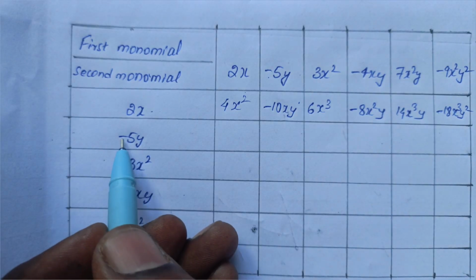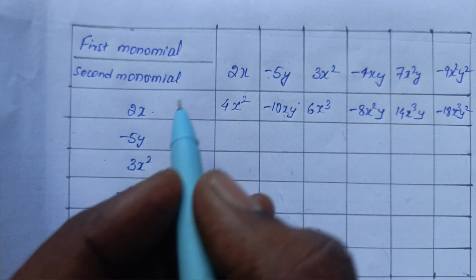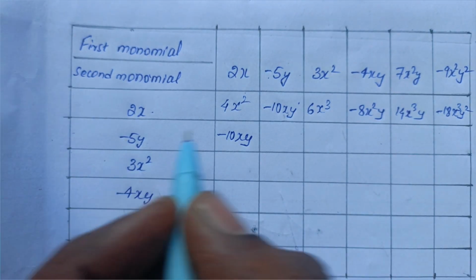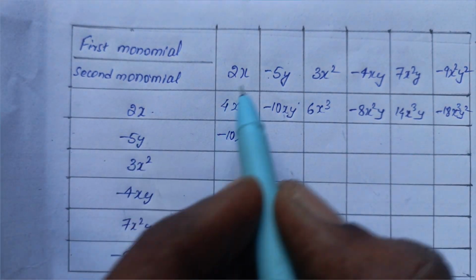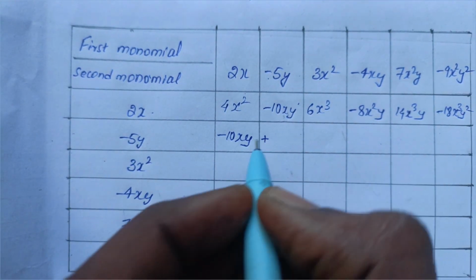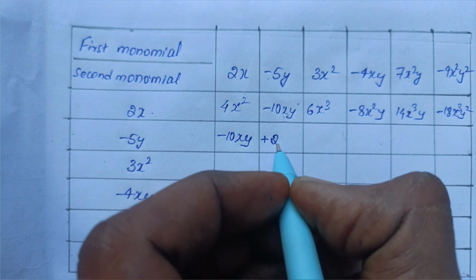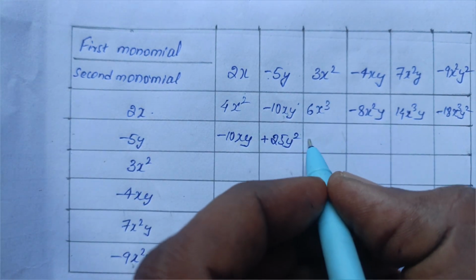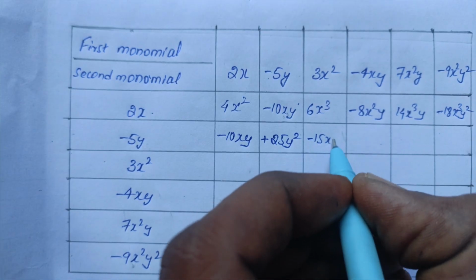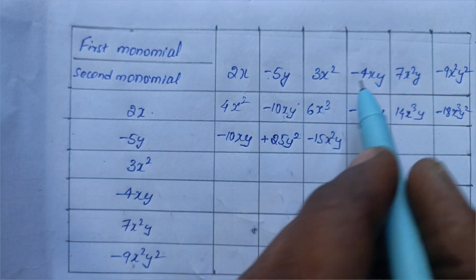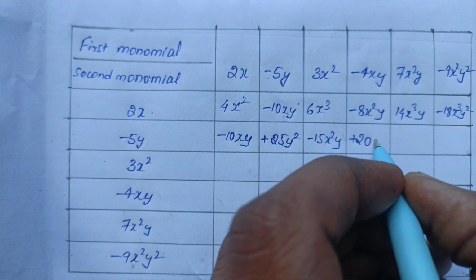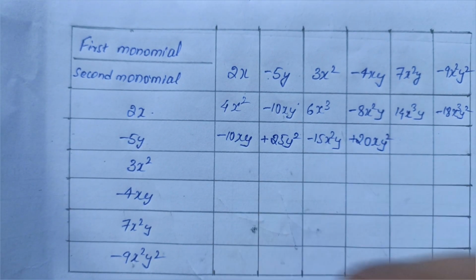Now coming down here, there is minus here, there is plus here. So minus into plus is minus. 5 twos are 10 xy. Now this and this we need to multiply. Minus into minus is plus. 5 fives are 25. Y into y is y square. Minus into plus is minus. 5 threes are 15 x square y. Minus into minus is plus. 5 fours are 20 x y square.